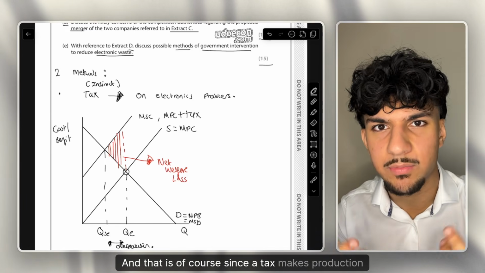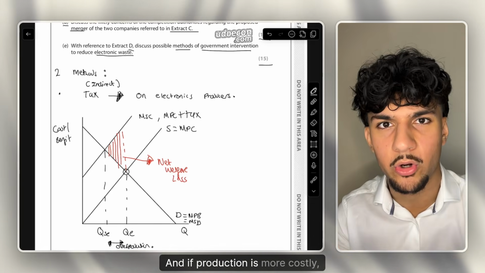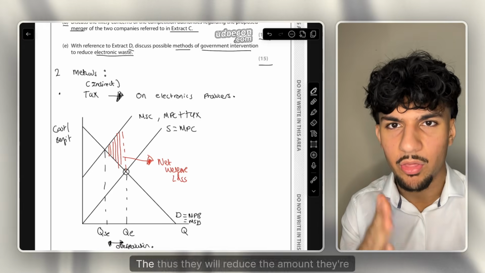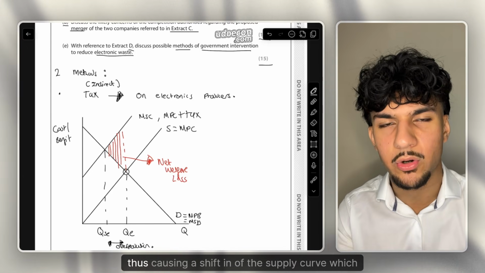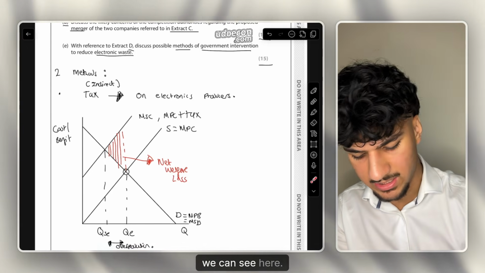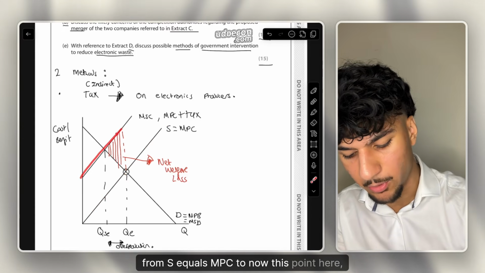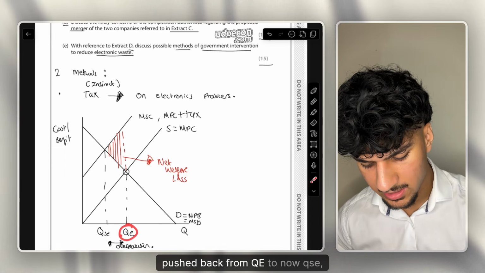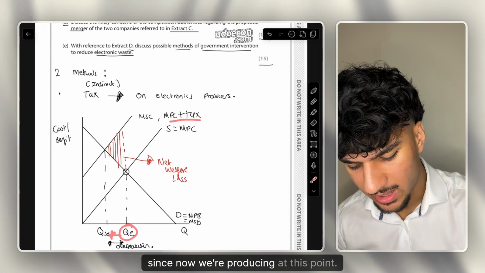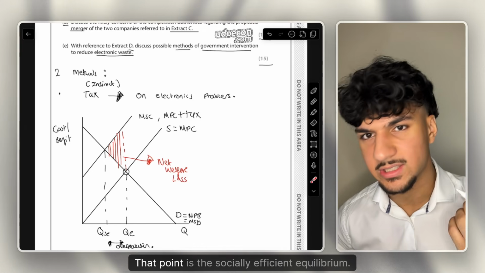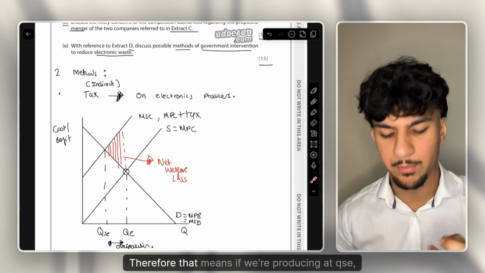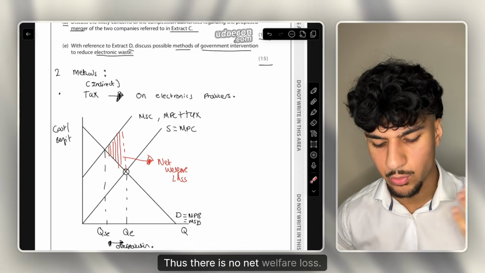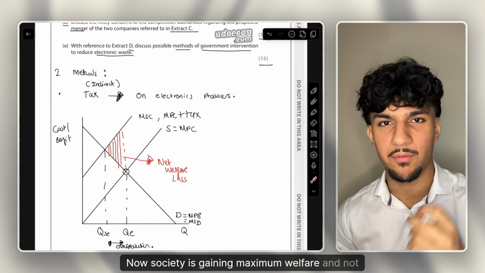And that is of course since a tax makes production more costly, and if production is more costly, producers will not be able to produce the same amount of units since it's more expensive, thus they will reduce the amount they're producing, thus causing a shifting of the supply curve, which we can see here from S equals MPC to now this point here. This tax therefore means that now production is pushed back from QE to now QSE, since now we're producing at this point. And what is that point? That point is the socially efficient equilibrium. Therefore, if we're producing at QSE, we're no longer overproducing, thus there is no net welfare loss now. Society is getting maximum welfare and not losing it.